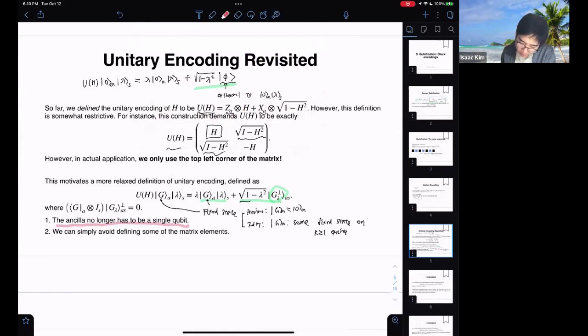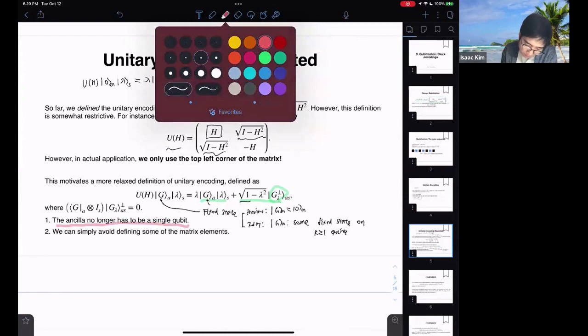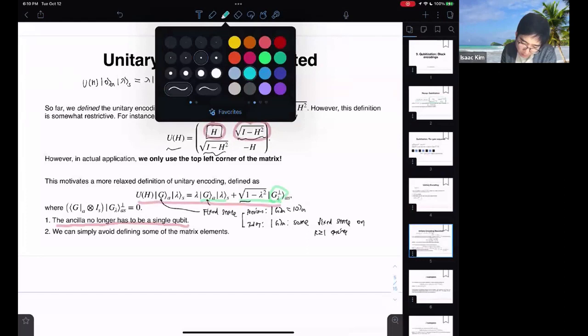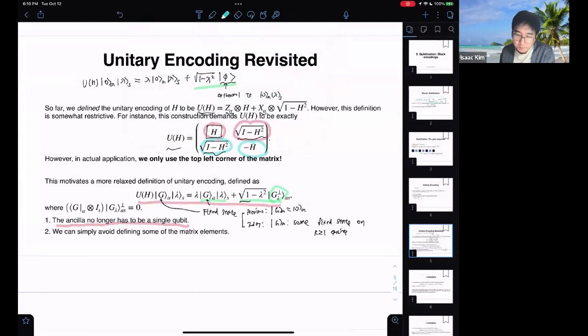By writing down this equality, we have specified this matrix element, and I guess maybe this one too, but we haven't really specified, let's see, different color. So these two blue colors, we haven't really specified those two. So we can choose them to be however we want, as long as the unitarity constraint is satisfied. Good, so that's what we're gonna do.